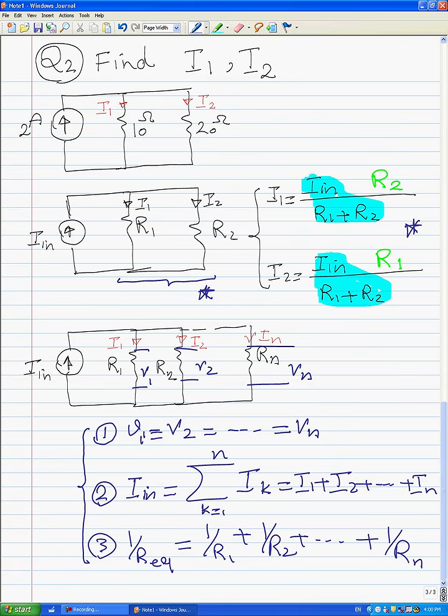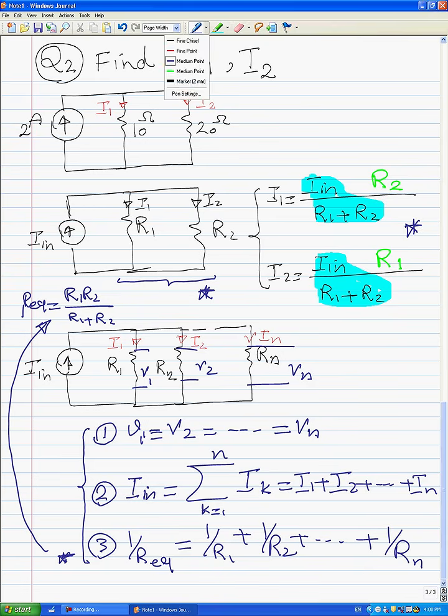And another important note: if we only have R1 and R2 connected together in parallel, for two resistors R is equal to R1 times R2 divided by R1 plus R2, which means this equation should be simplified to this equation only for the two resistors scenario. Now we are ready to use the divided current rule for solving this question.